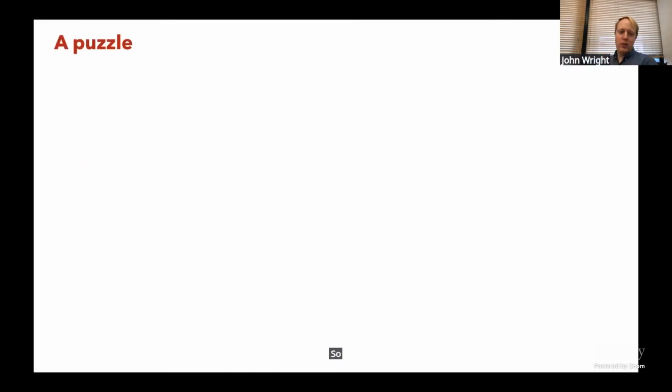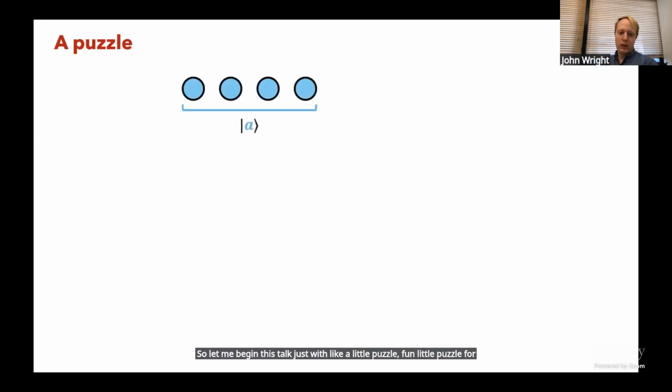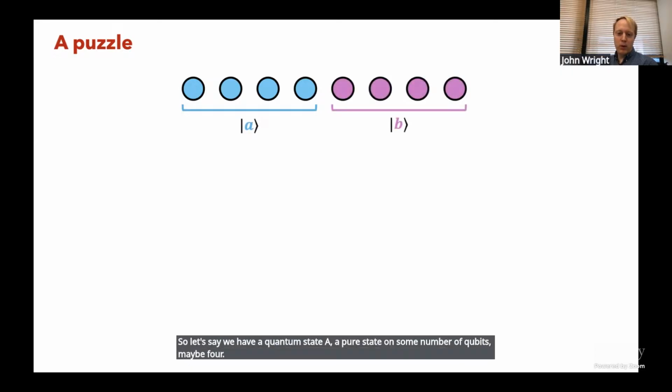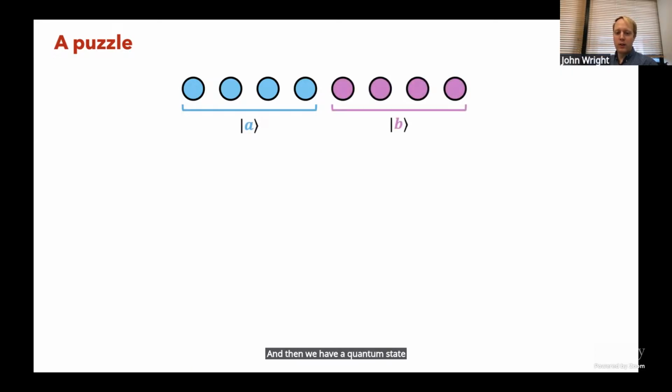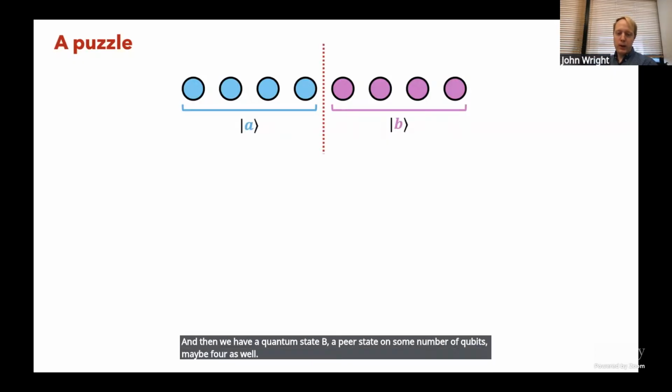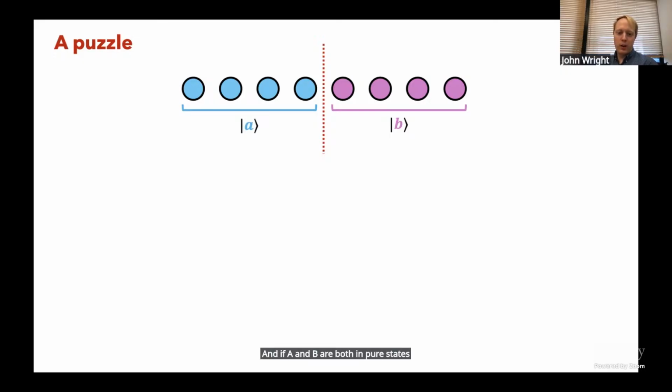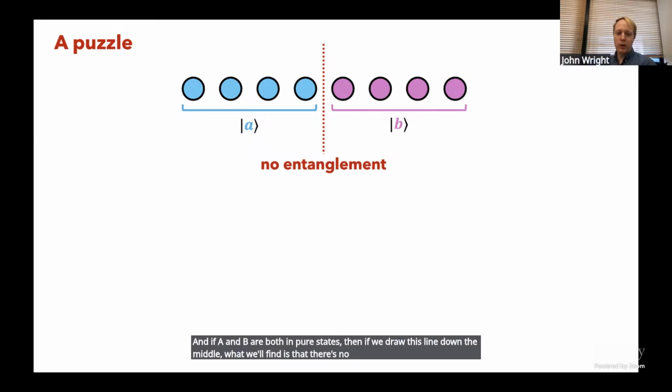So let me begin this talk with a little puzzle, a fun little puzzle for us to start with. Let's say we have a quantum state A, a pure state on some number of qubits, maybe 4. And then we have a quantum state B, a pure state on some number of qubits, maybe 4 as well. If A and B are both in pure states, then if we draw this line down the middle, we'll find there's no entanglement across this cut that separates the left half of the qubits from the right half of the qubits.